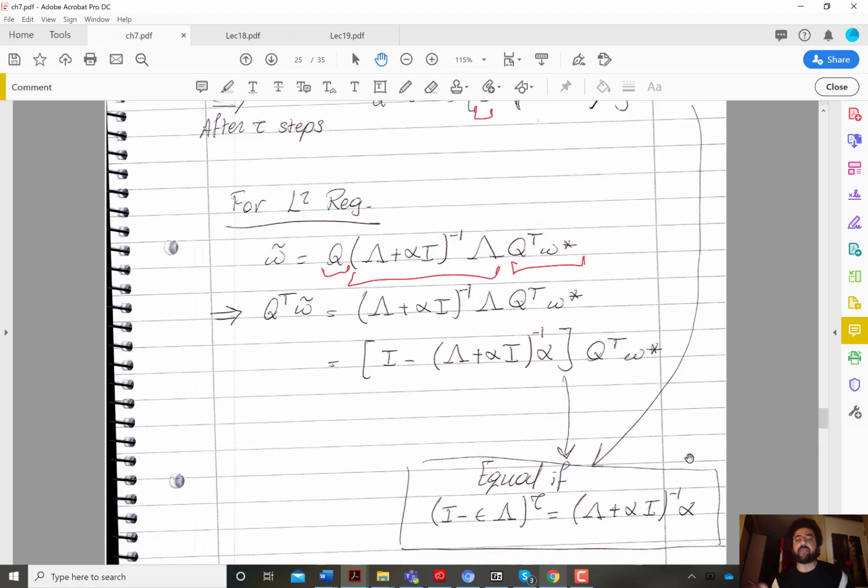Now the next video will be on interpreting this. So this gives us a relationship between tau, epsilon, and alpha. Remember, epsilon is the learning rate, tau is the number of time steps for early stopping, and alpha is the L2 regularization coefficient. So here we can get an interpretation of early stopping as some kind of L2 regularization with a specific choice of alpha that corresponds to the number of time steps that early stopping stops after. Right? Thank you.